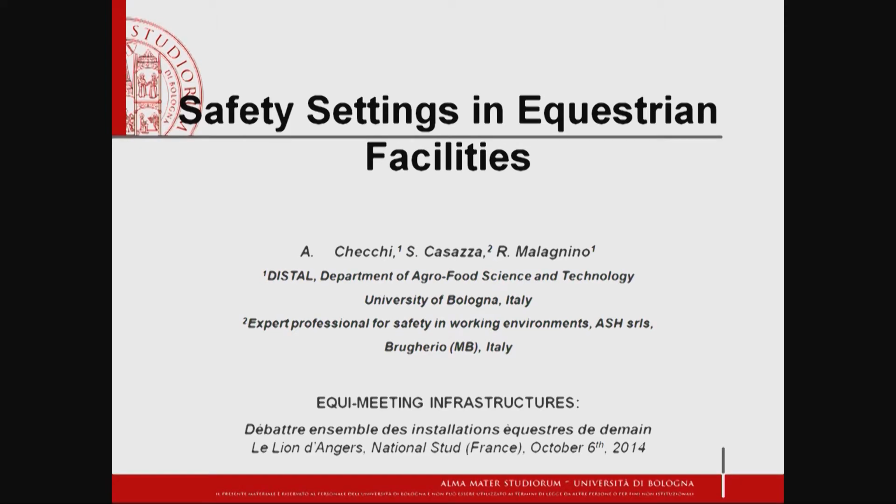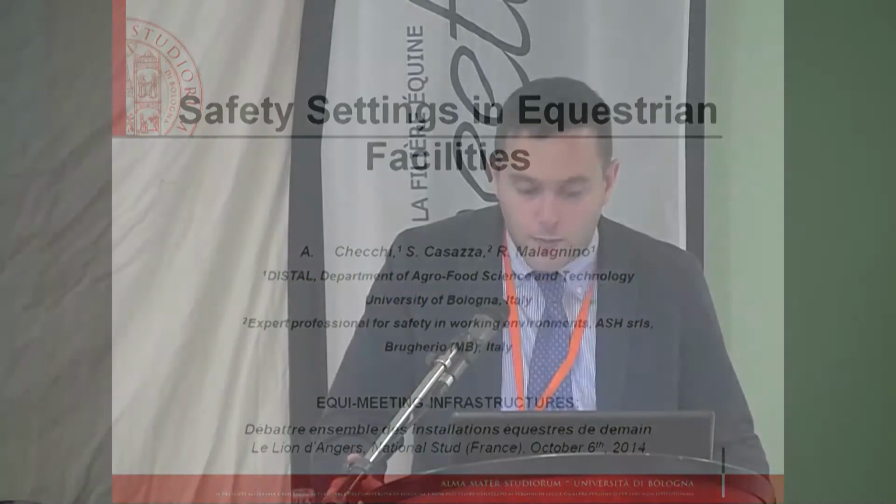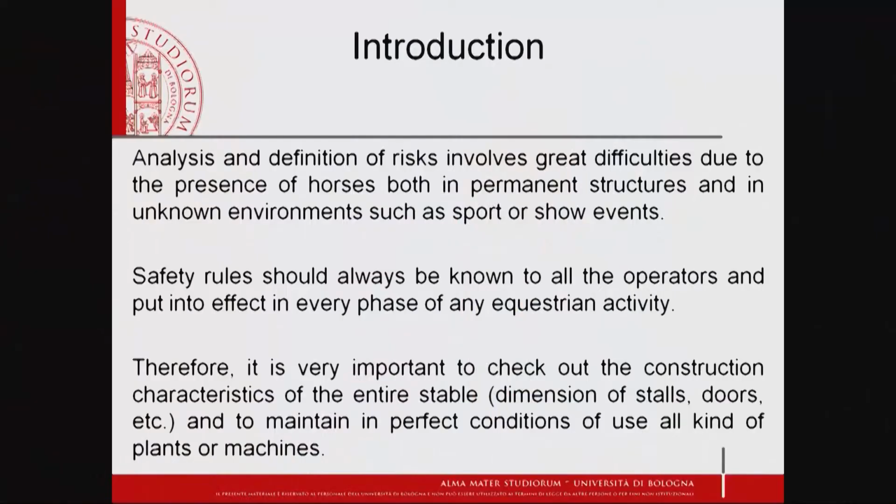However, the primary safety rules should always be known by all, and how to put them into effect in every phase of any equestrian activity. Therefore, it's very important to check the construction characteristics of the stable, such as the dimension of stalls, doors, and so on, and to maintain in perfect condition of use all kinds of plants and machines.